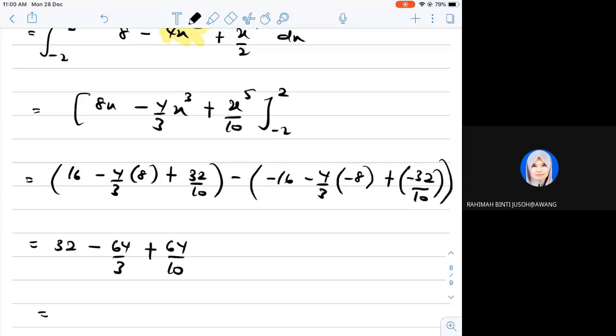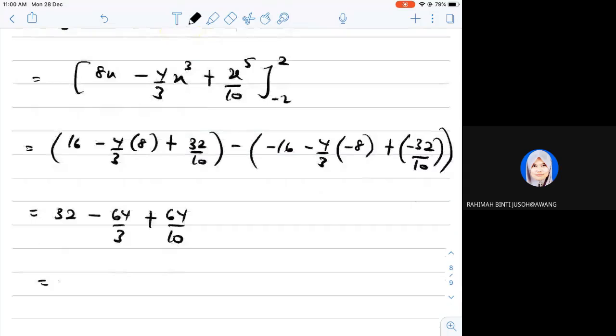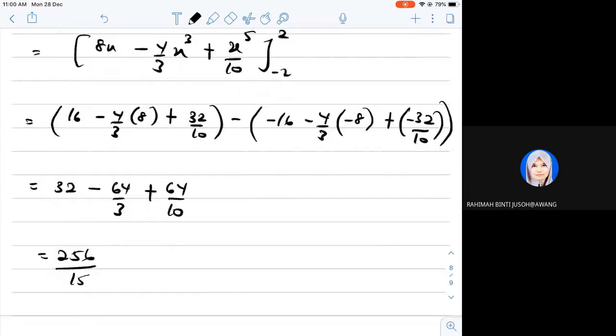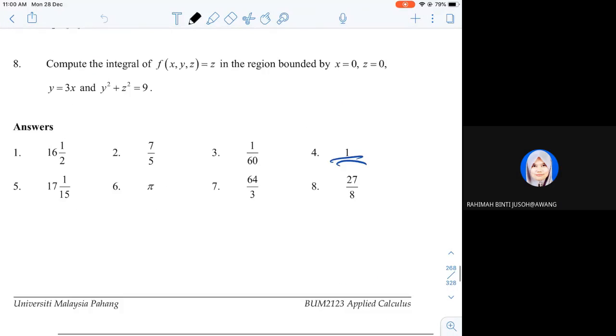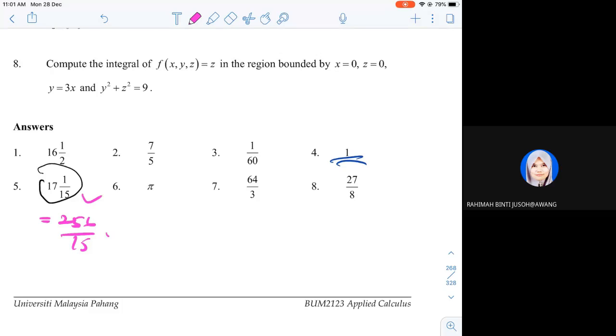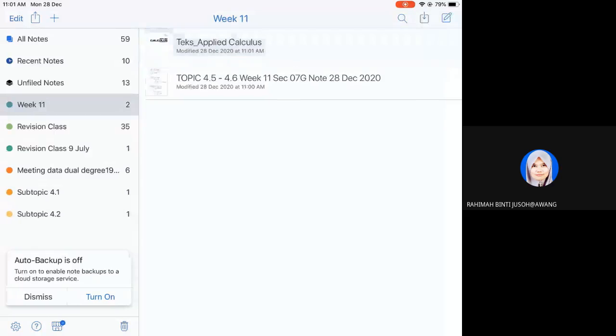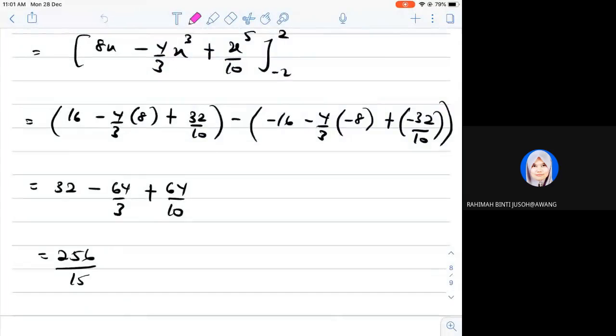Plus 256 over 15. Is it the same, guys? 256 over 15, check the answer. 256 over 15, is it the same? 17 times 15 plus 1. Correct. Okay, so this is equivalent to 256 over 15. It's the same. Just the same, 256 over 15, or 17 1 over 15. Okay, thank you very much.